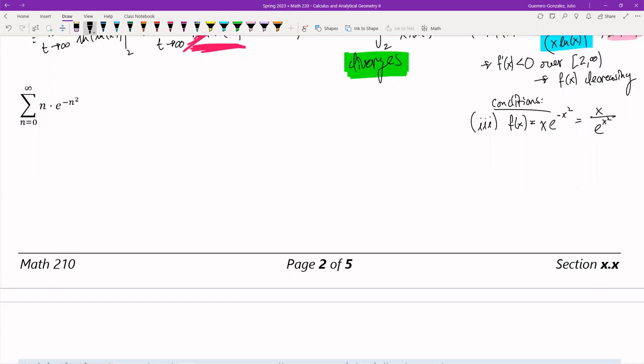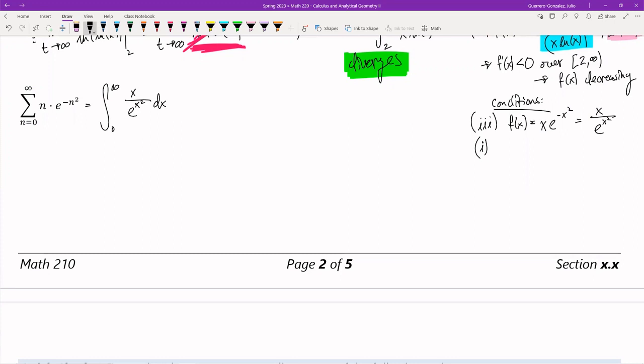Okay. Let's go ahead and do 1. So for 1, I'm going to go ahead and do this again. Integral from 0 to infinity. I'm going to use the rewrite. It's going to be x over e to the positive x squared dx. Okay, we're getting somewhere.